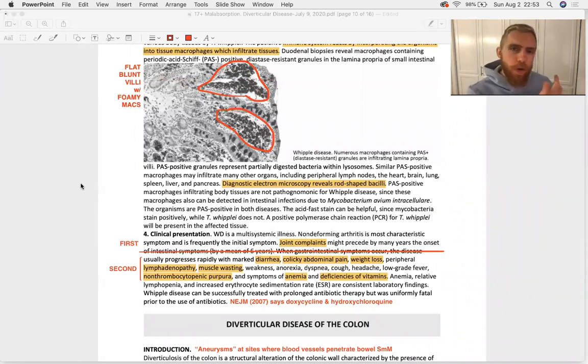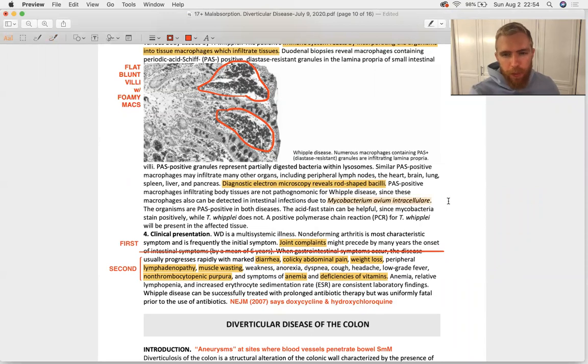So just because you see foamy macrophages inside the small intestine does not mean that you have a T. whipplei infection. It may also be Mycobacterium avium intracellulare, which happens to also hide in macrophages and also happens to stain PAS positive. So in the case of a MAI infection, you've got to acid fast stain it. But MAI is really rare unless it's an immunocompromised patient. So you're probably thinking T. whipplei until proven otherwise.